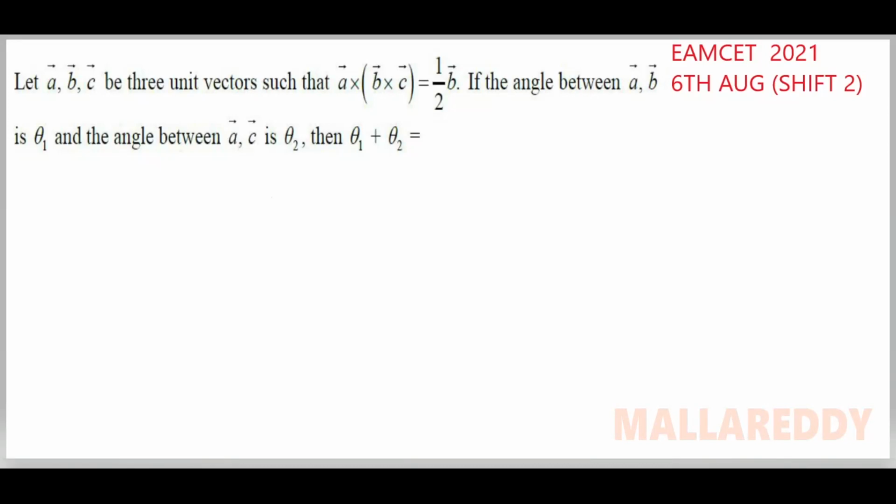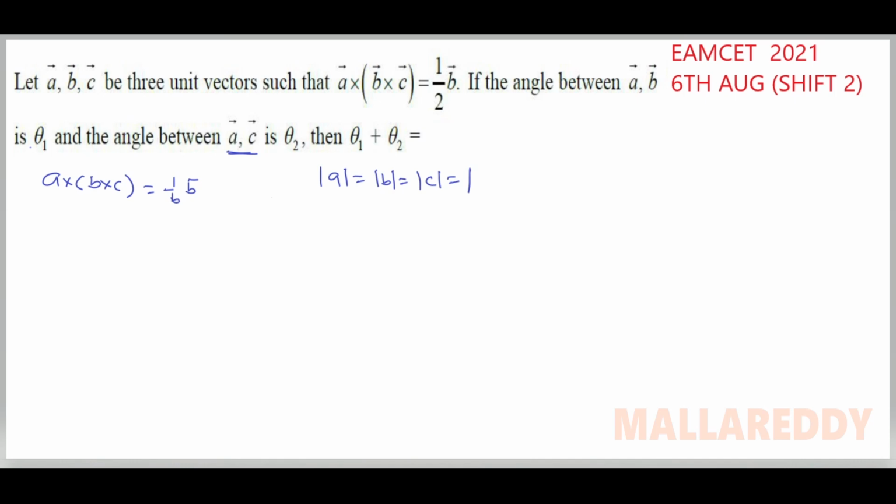Let a bar, b bar, c bar be 3 unit vectors such that a cross b cross c is equal to half b bar. The angle between a bar and b bar is theta 1 and the angle between a bar and c bar is theta 2. Then theta 1 plus theta 2 is? It is given a cross b cross c is equal to half b bar, and a, b, c are the 3 unit vectors. That means mod a is equal to mod b is equal to mod c is equal to 1.